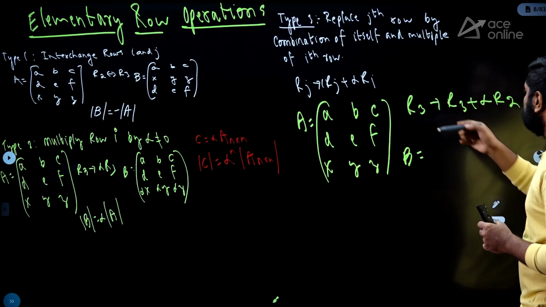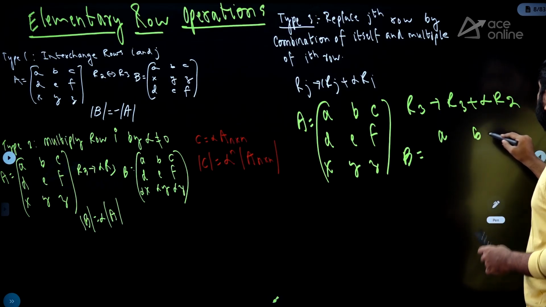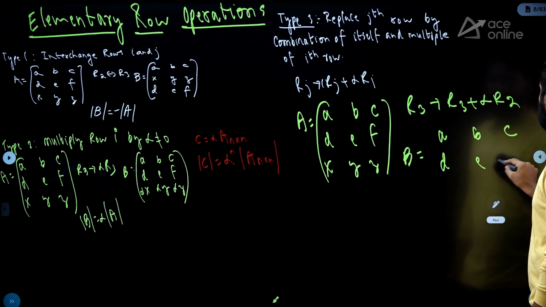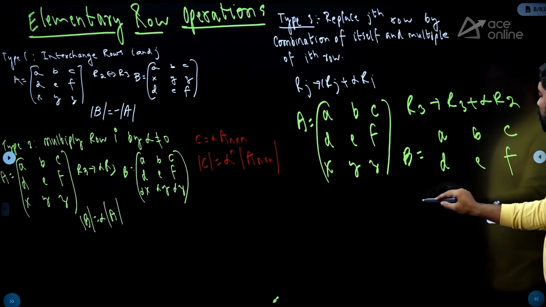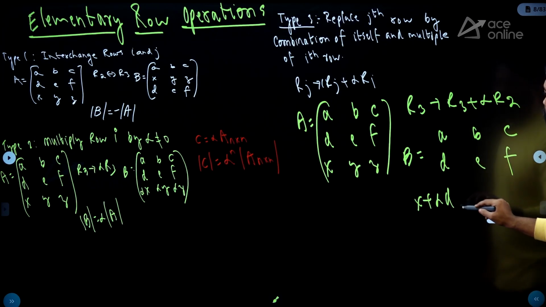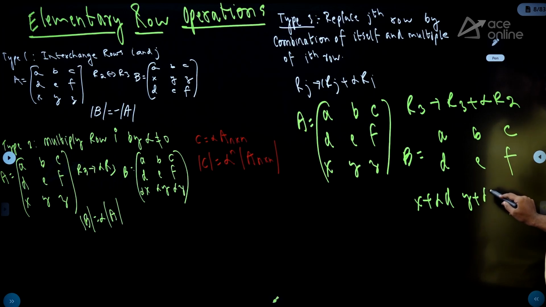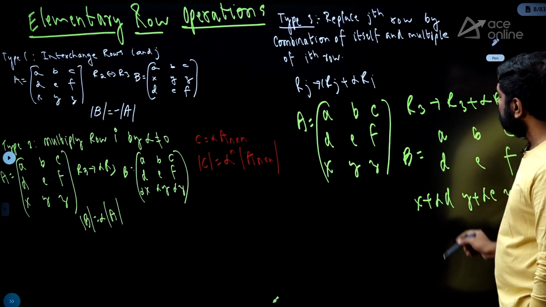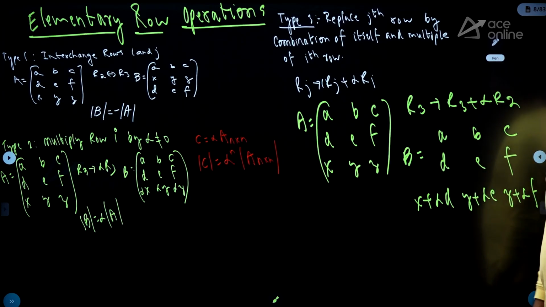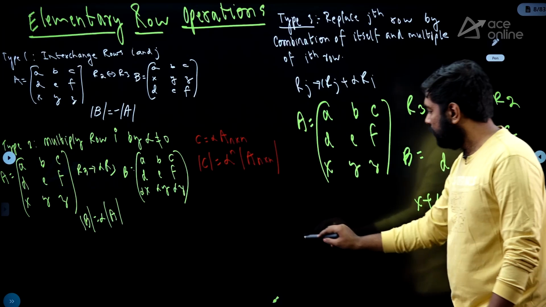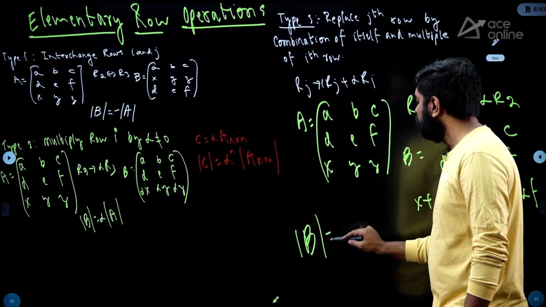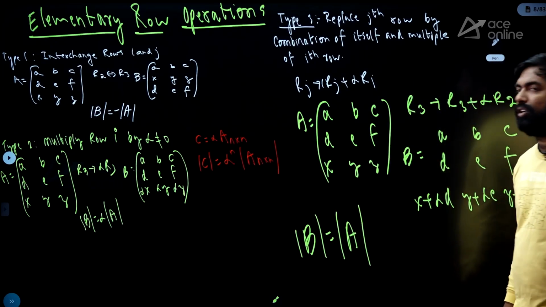What is B? The first two rows are unchanged, retain them. A, B, C, D, E, F. Come on, the third row, it's like X plus alpha D, Y plus alpha E, and then Z plus alpha F. This is how the new matrix is created. Now the beauty of this operation is the determinant is unchanged. The determinant of B is equal to determinant of A.